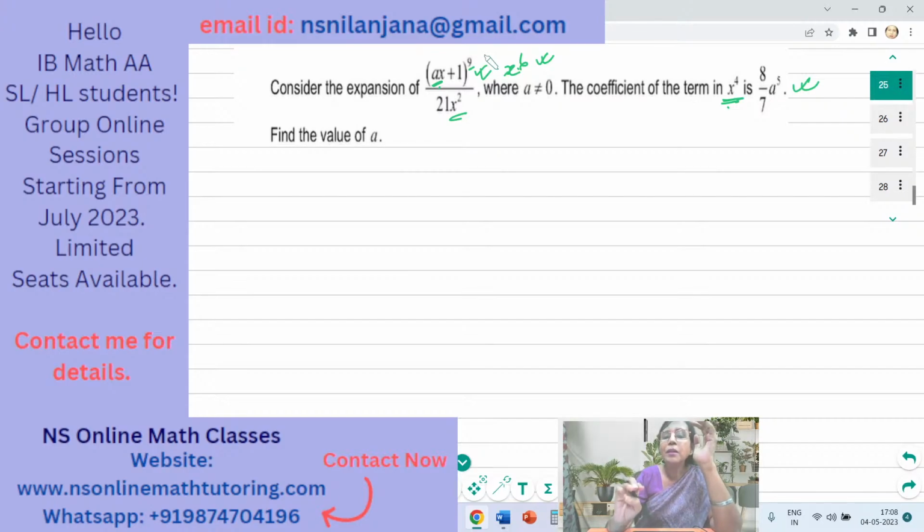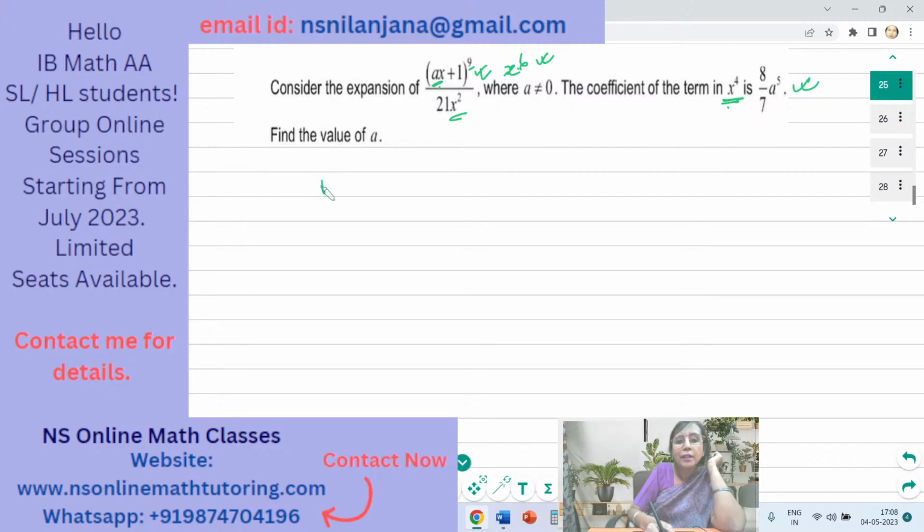So if the term number is 4, what will be the r value? The r value will be 3 because our starting value is 0. So it will be 0, 1, 2, 3. Fine. And n value is 9.